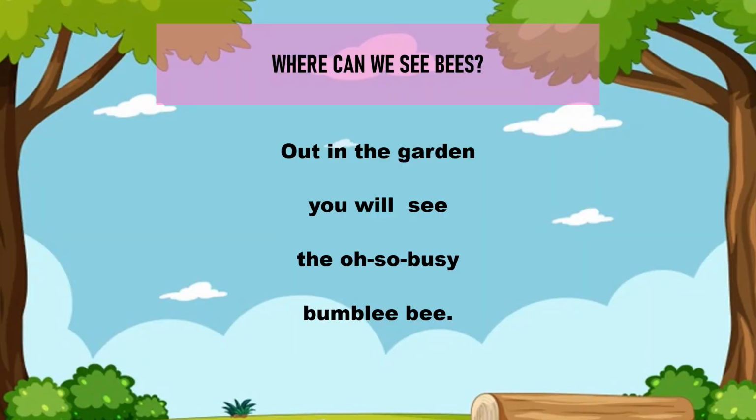In order to answer the first question, which is where can we see bees, we can look at the first stanza. They already gave you the answer there. Out in the garden you will see the oh so busy bumblebee. So the answer lies on the first line of the first stanza, which is out in the garden. So this is the answer for the question where can we see bees.